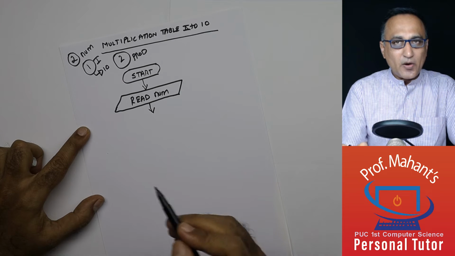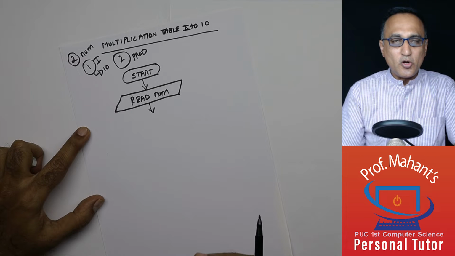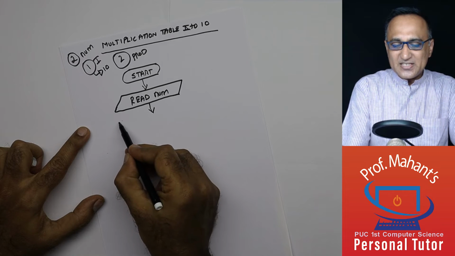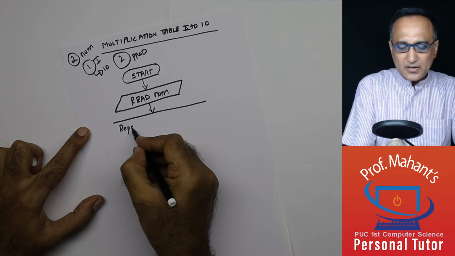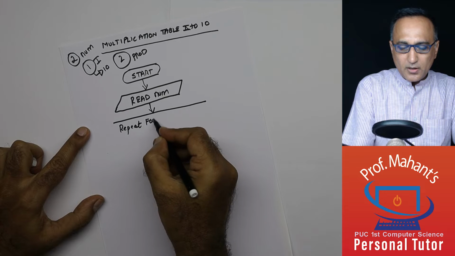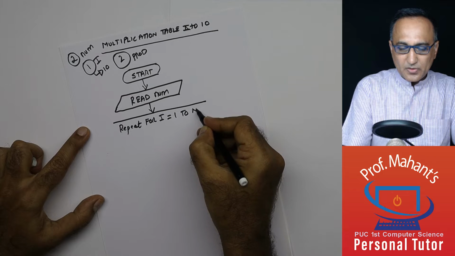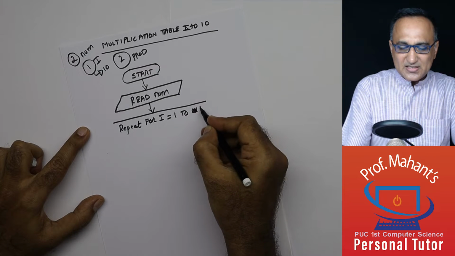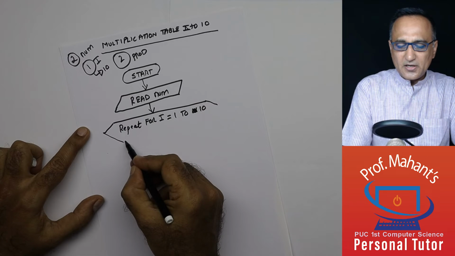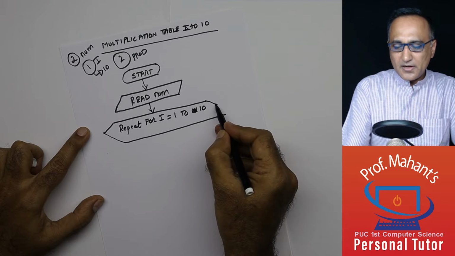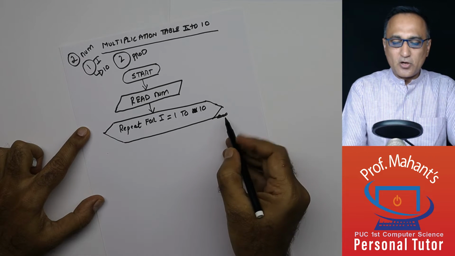Now I'll introduce you to a repeat for structure in flowcharts so that you can do loops quite easily. This is the way it is drawn. What I can say is repeat for I is equal to 1 to n. In this case n is 10 because we are only printing from 1 to 10. So this is my repeat for block.